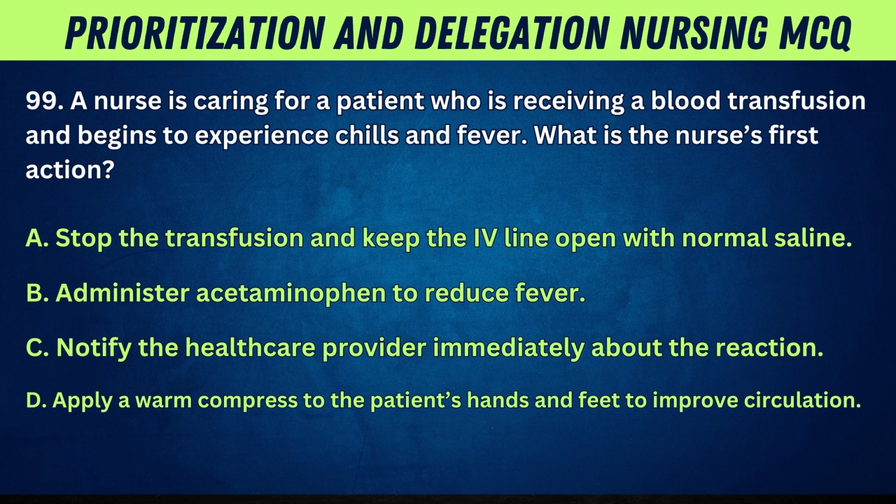99. A nurse is caring for a patient who is receiving a blood transfusion and begins to experience chills and fever. What is the nurse's first action? A. Stop the transfusion and keep the line open with normal saline. B. Administer acetaminophen to reduce fever. C. Notify the healthcare provider immediately about the reaction. D. Apply a warm compress to the patient's hands and feet to improve circulation.